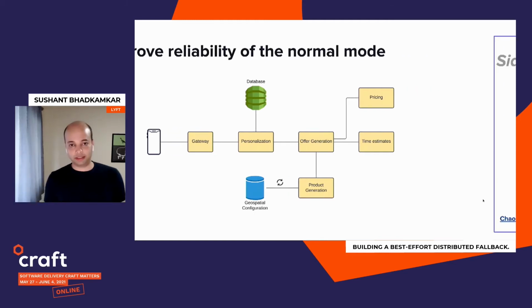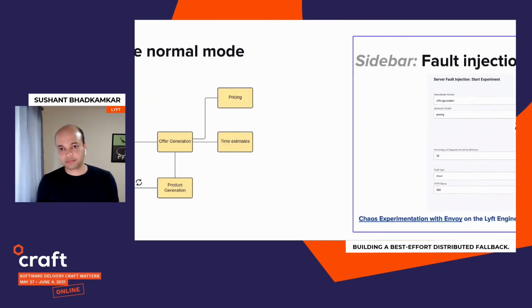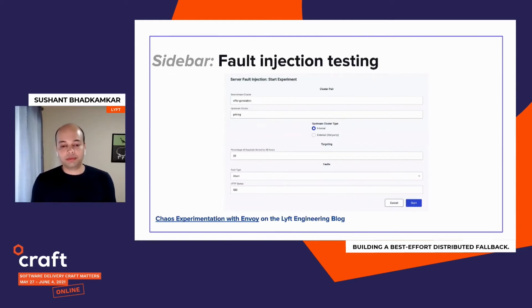An interesting sidebar to this is basically fault injection testing. So we recently posted on our blog about the chaos experimentation framework that we open sourced. It's a UI framework built on top of Envoy. And this is a screenshot from that system that lets us run fault injection tests. As you can see in this example here, I can define a downstream cluster and the upstream cluster, which is going to be its dependency.